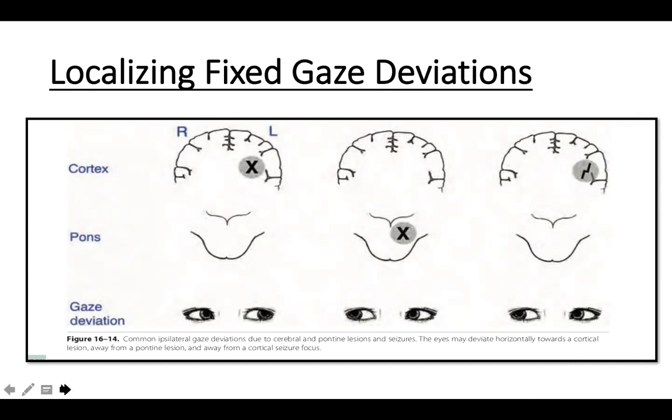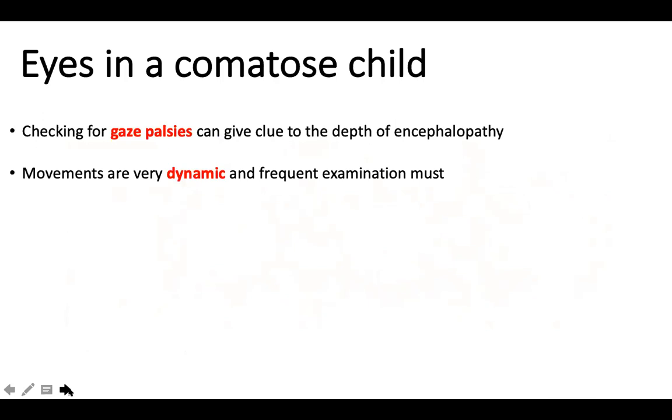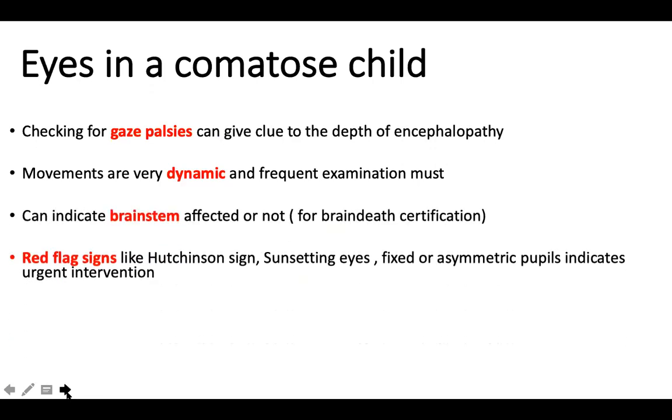and what causes fixed gaze deviations. So checking for gaze abnormalities can give clues to encephalopathy. They can give clues towards your localization. So a fixed right tonic gaze can indicate probably a seizure arising from the left frontal lobe, or a right-sided frontal lobe infarct. So it can give clues towards localization, but movements in the PICU or intensive care unit are very dynamic and they keep changing. So frequent examination is a must.